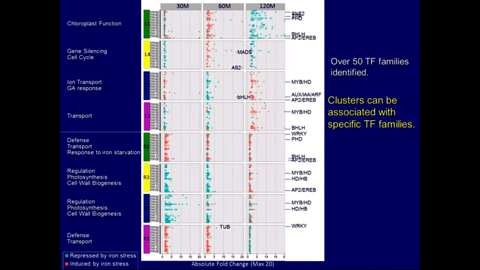On the left, I have the function of each of the clusters. And you can see, again, the dynamic response where leaves are slower to respond to iron stress and roots respond much faster. But if you look at these different clusters, you can see different families of transcription factors being activated. So now we can tie a transcription factor to potentially a biological function.